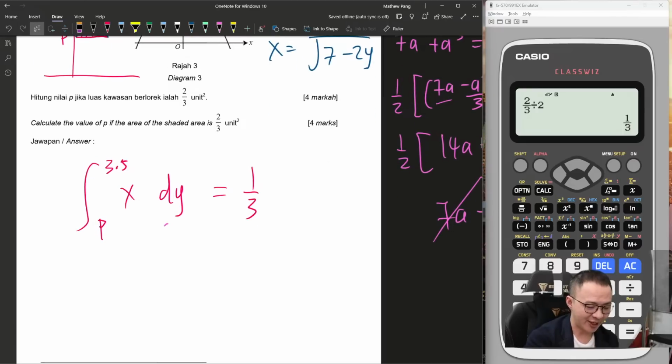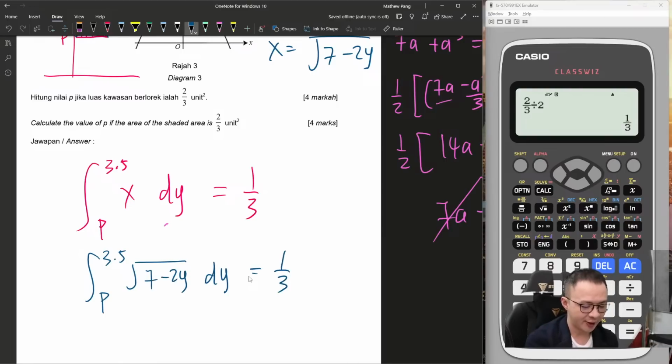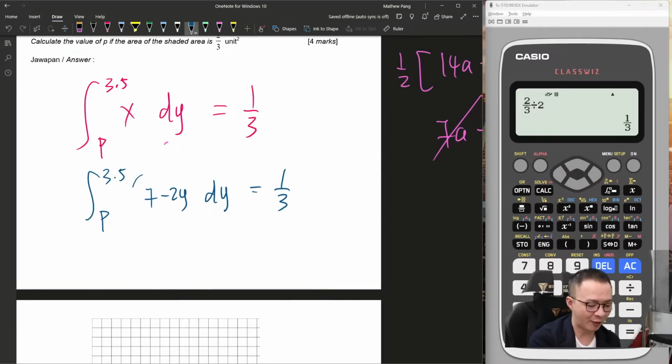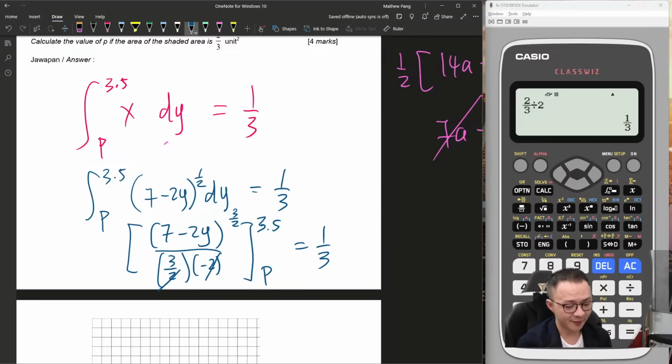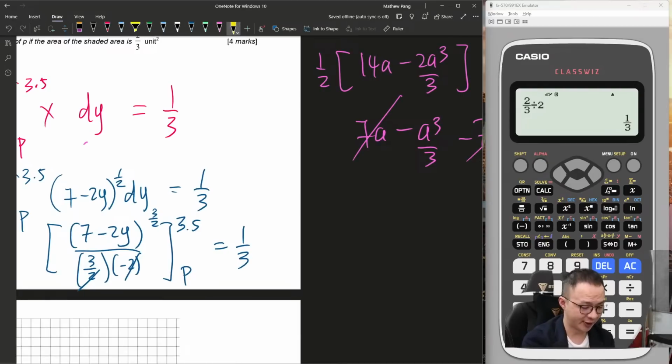So let's do this question. So this one is the integral from p to 3.5 of square root of 7 minus 2y dy equals 1 over 3. And square root basically means power of 1 over 2, isn't it? Okay, integration tells me what? 7 minus 2y to the power 1 over 2 plus 1, which is 3 over 2. Divide by 3 over 2. Then differentiate inside the bracket, which gives me negative 2. Then this is from p to 3.5 equals 1 over 3. Then the 2 and 2 I cut, at the bottom I still have negative 3.